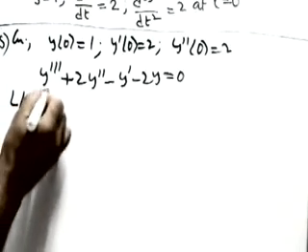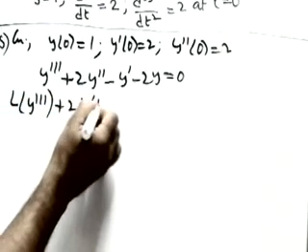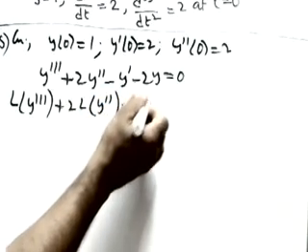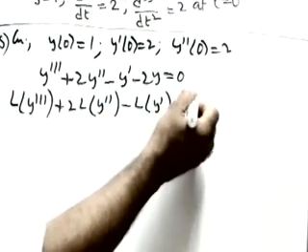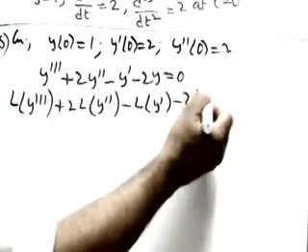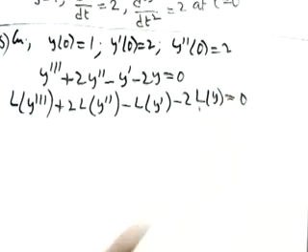Applying Laplace to every term, we get Laplace of y triple dash plus 2 into Laplace of y double dash minus Laplace of y dash minus 2 into Laplace of y equals 0. What we did, we applied Laplace to the equation. So now let me solve this one.